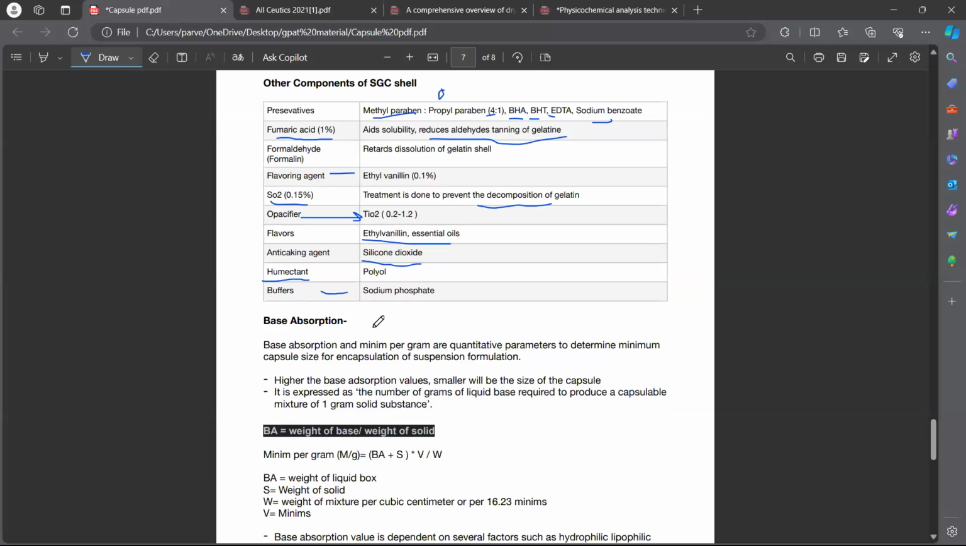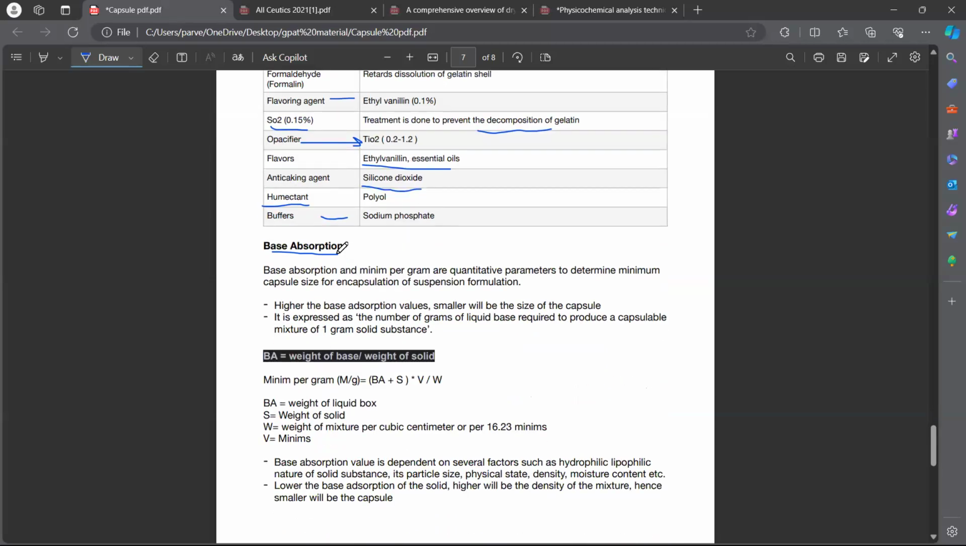While coming to base adsorption, another important term which has to be studied in the capsule, base adsorption is nothing but the quantitative parameter used to determine the minimum capsule size for the encapsulation of a suspension formulation. Sometimes we don't know how much capsule size is sufficient for our suspension. In that case, we have to calculate the base adsorption. By calculating it, we can determine the capsule size for our suspension formulation. Generally, the higher the base adsorption value, the smaller will be the size of the capsule.